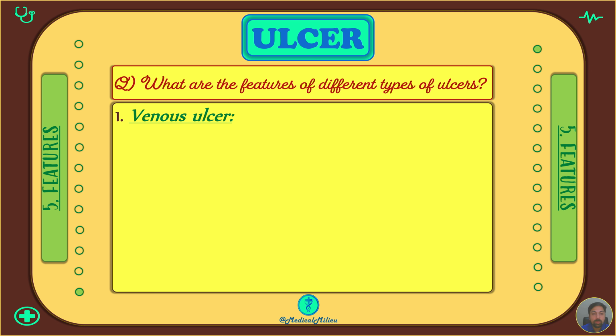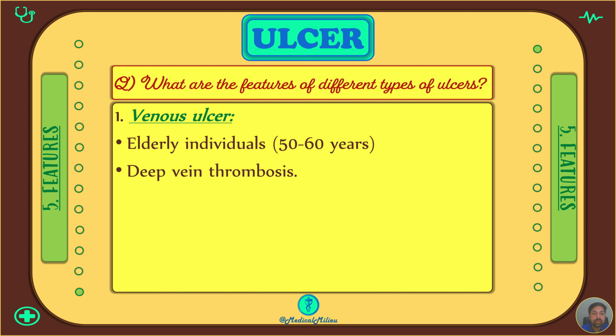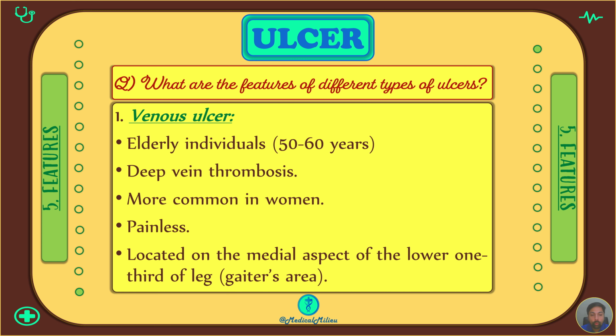The features of venous ulcer are: they occur commonly in elderly individuals around 50 to 60 years, those who are suffering from deep venous thrombosis. It is more common in women. They are usually painless and located on the medial aspect of the lower one third of the leg.